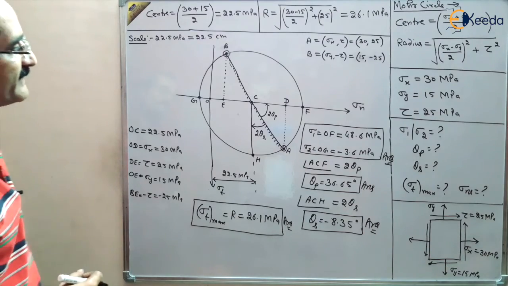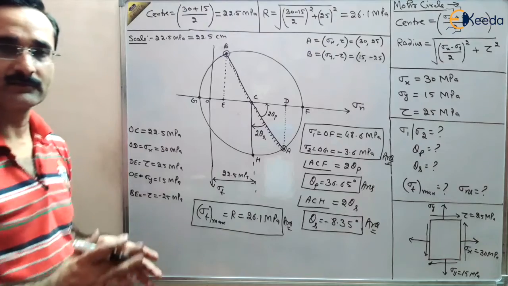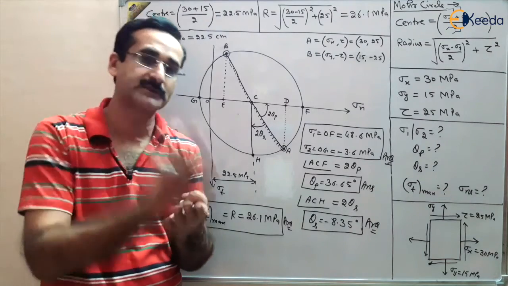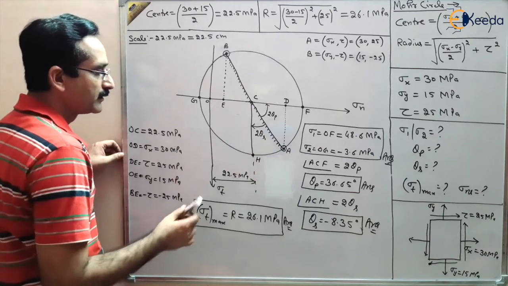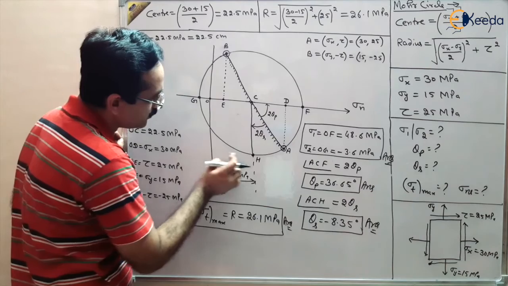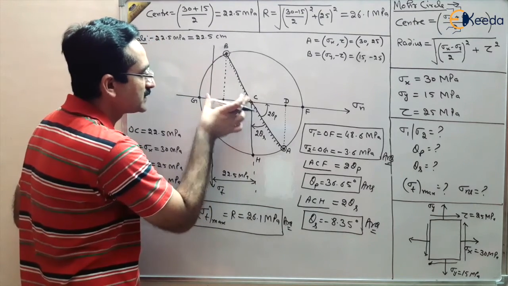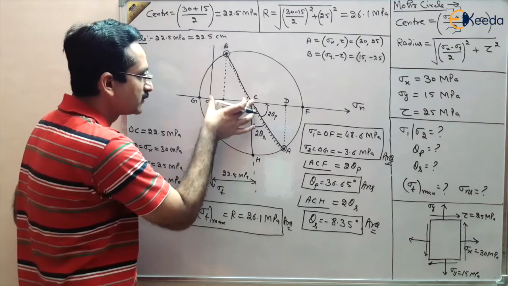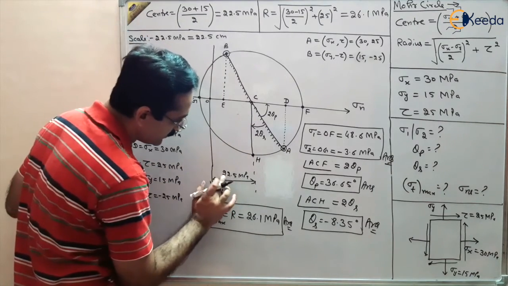And next is sigma ns. What is the value of normal stress at the plane of maximum shear stress? So this is our plane of maximum shear stress, right? And the normal stress is this, moving from O to C. O to C is basically the normal stress at the plane of maximum shear stress. So this value OC is sigma ns. So this is 22.5 megapascal.